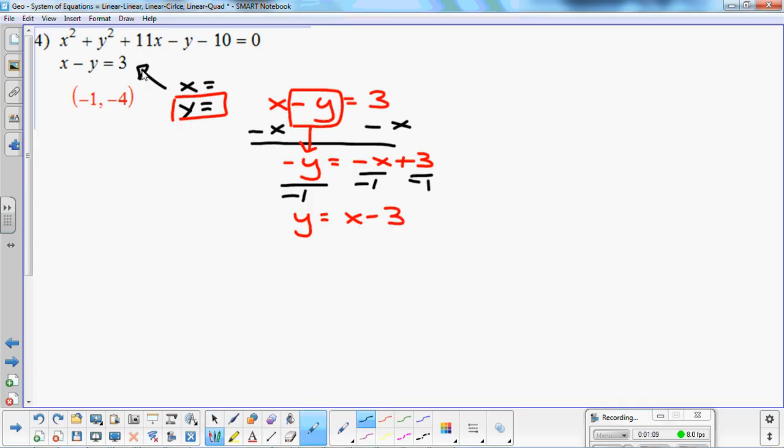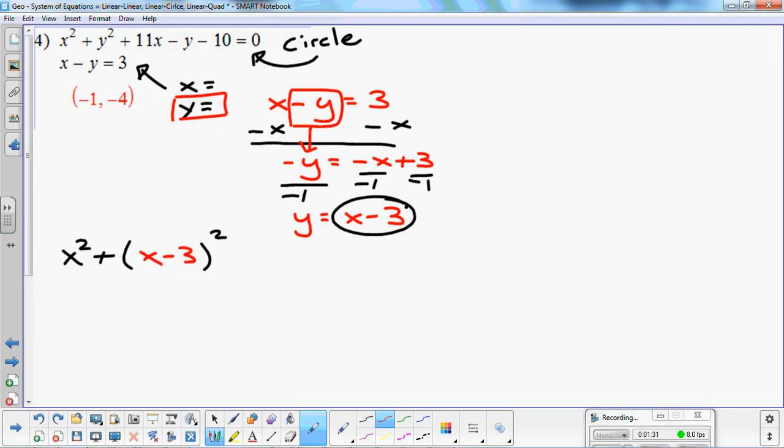So up in my circle equation, which is the top equation here, I need to find every spot that has a y and plug in x minus 3 for that y. So I have x squared plus, I have a y squared there, so for that y, I'm going to plug in x minus 3 plus 11x minus, I have a y, so I'm going to plug in x minus 3 minus 10 equals 0.